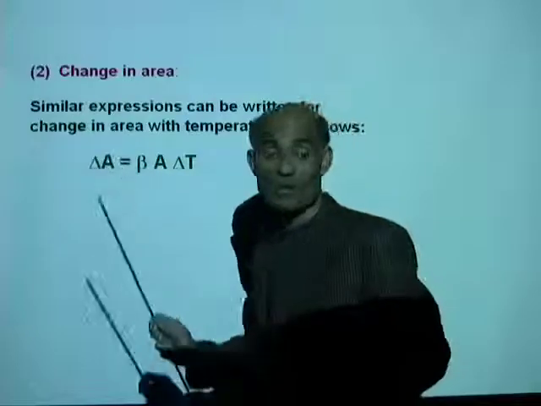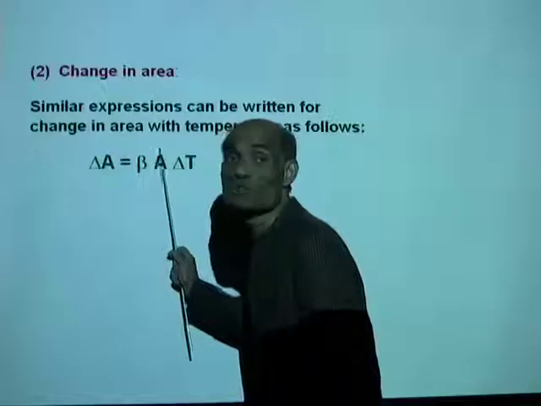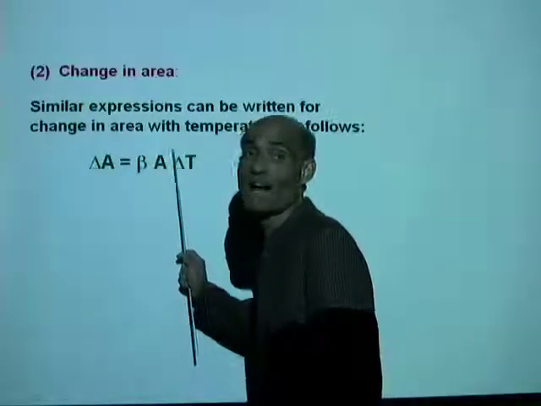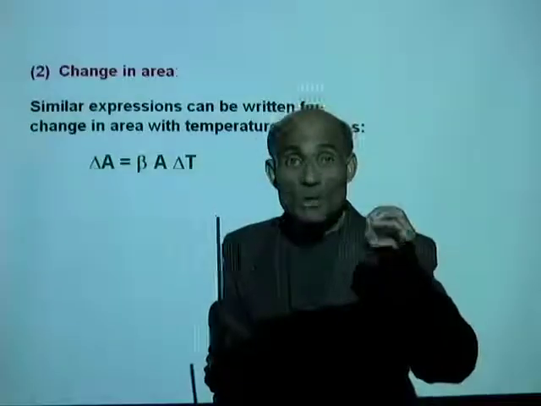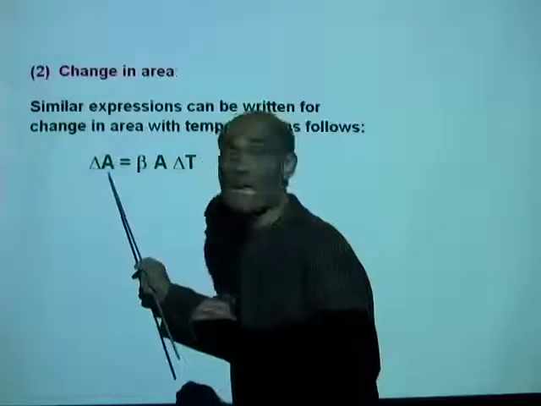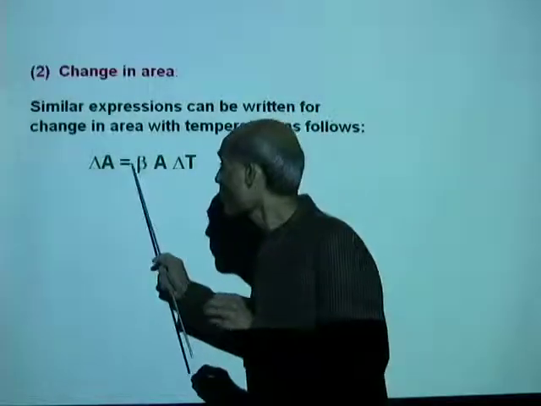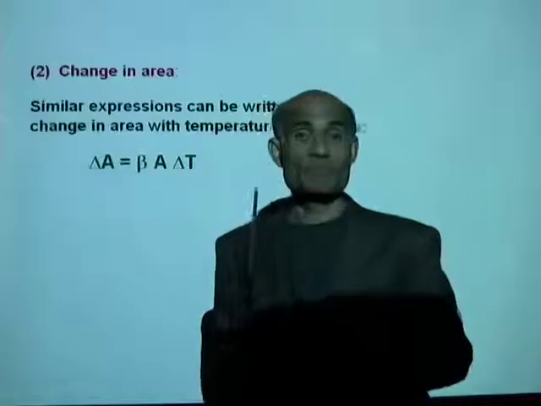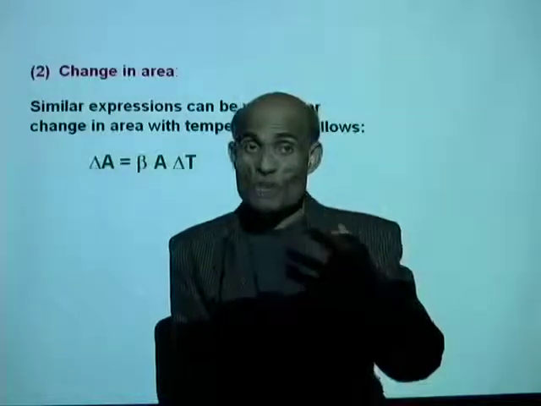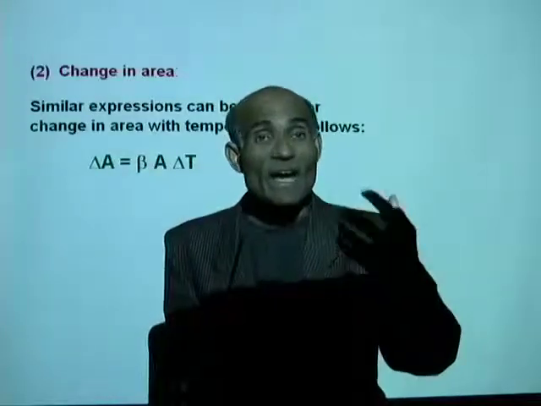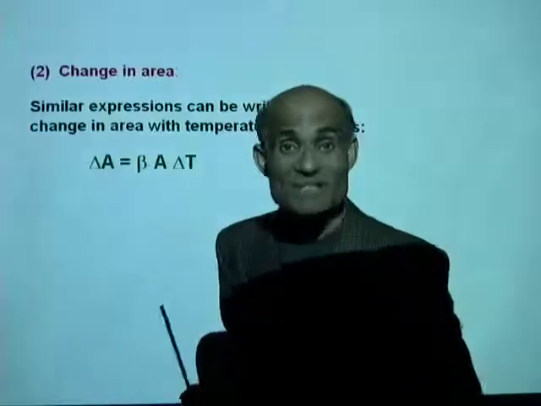The change in area delta A is directly proportional to the original area and the change in temperature. And when you write it as an equation, it becomes delta A equal to beta A delta T, where beta is a constant. And what will you call that constant? Well, you can call it the coefficient of area expansion or area expansivity.